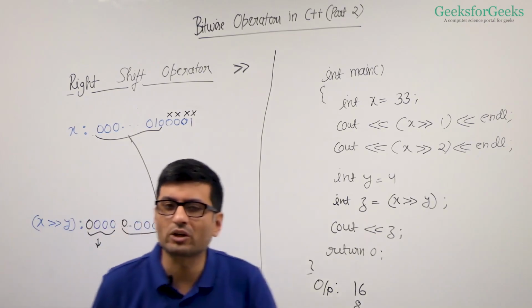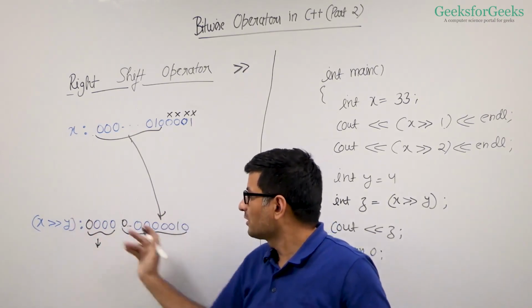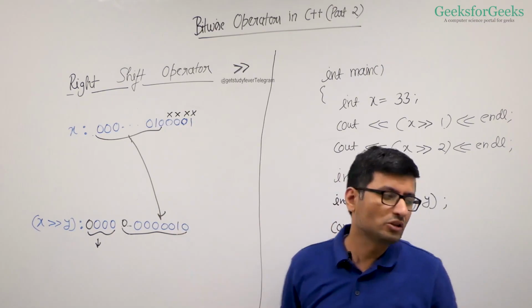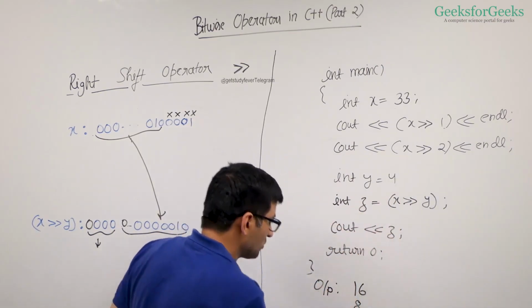Now what is the decimal equivalent of this? These are all zeros and the value of this is 2. So the output of this third line is 2.